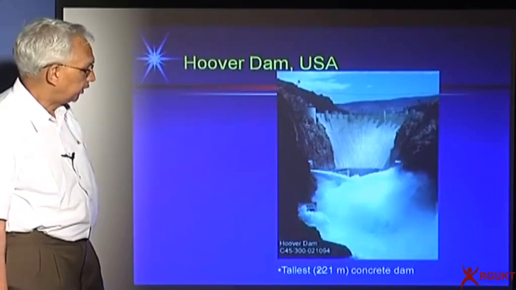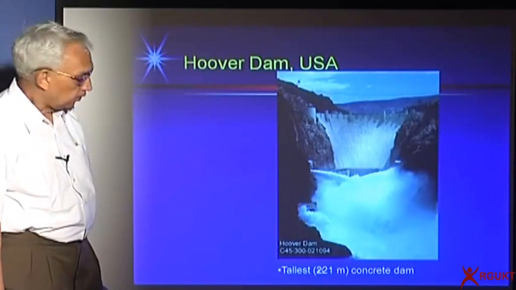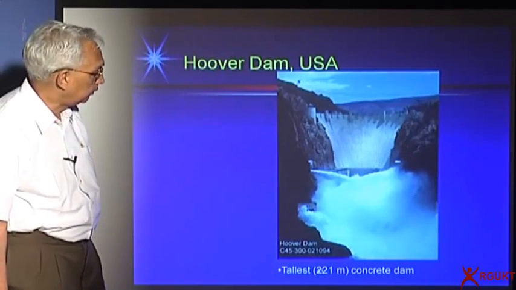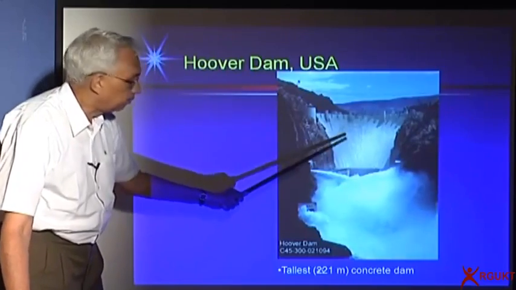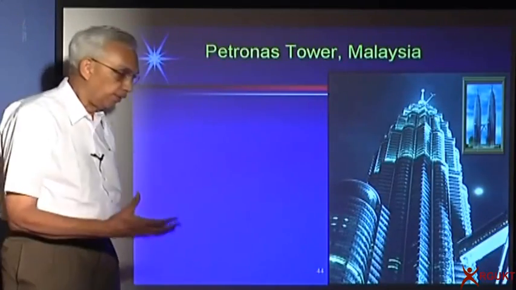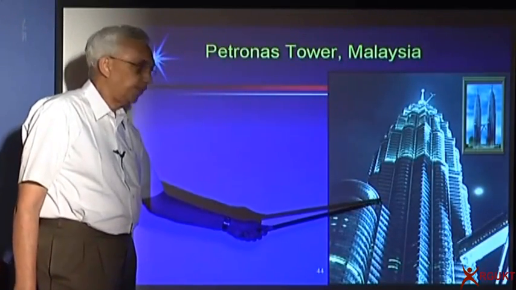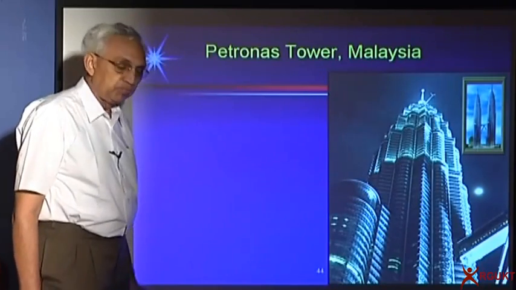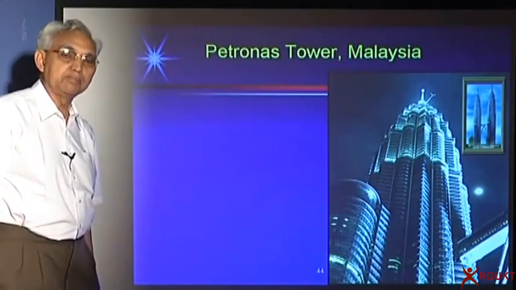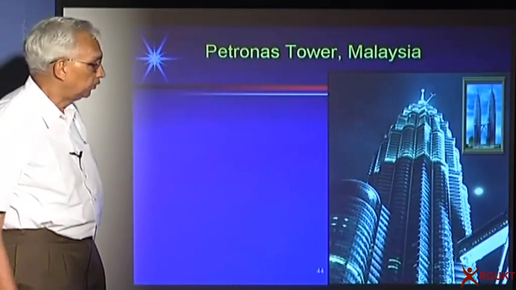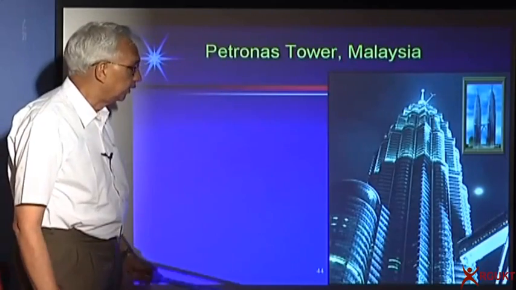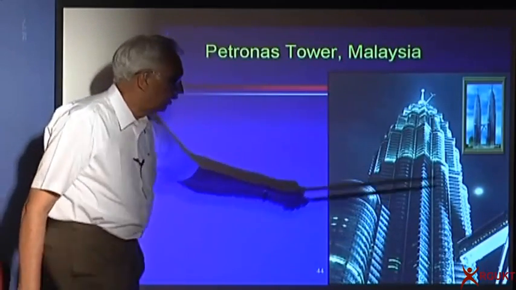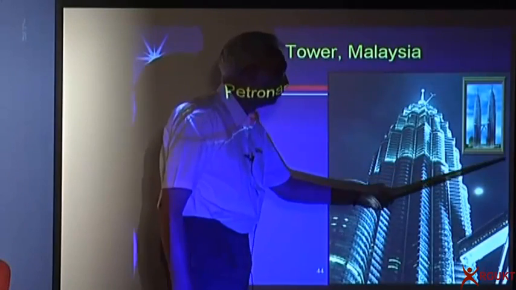This is one of the huge dams in USA, one of the tallest concrete dams, about 221 meters high. Look at this. They had to design both the foundations and abutments to take care of the thrust from the water. You have seen so many tall structures. This is in our neighboring country, Malaysia, Petronas Tower. The foundations for this tower go up to something like 70 to 80 meters into rock. Burj Dubai has foundations going up to 90 meters. Such a tall structure you cannot design without proper foundation support.